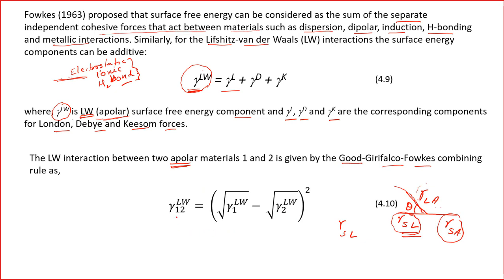So the interfacial surface energy between two solids, solid 1 and solid 2, the apolar component, is given by this one: surface energy of solid 1, the apolar component, and surface energy of solid 2, again the apolar component, and whole square. So this is the equation which was given by these researchers, and we will take this one. Okay, so equation number 4.10. We will use this equation later.